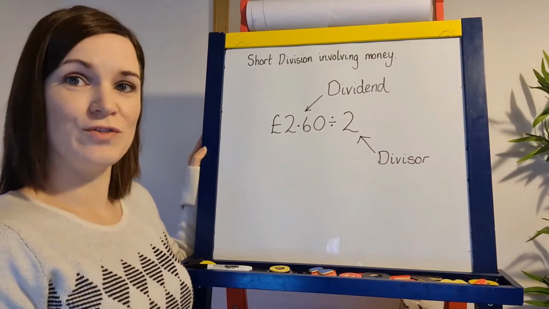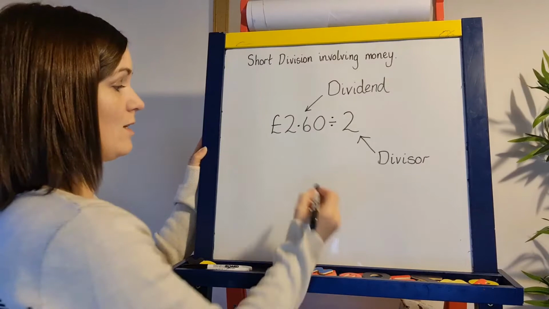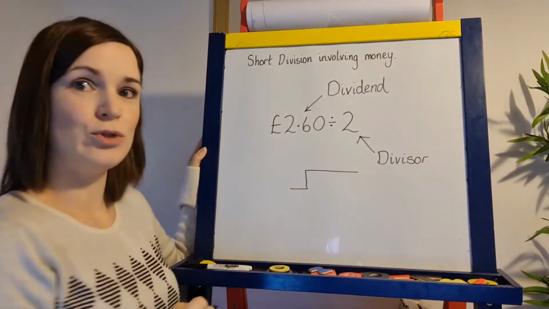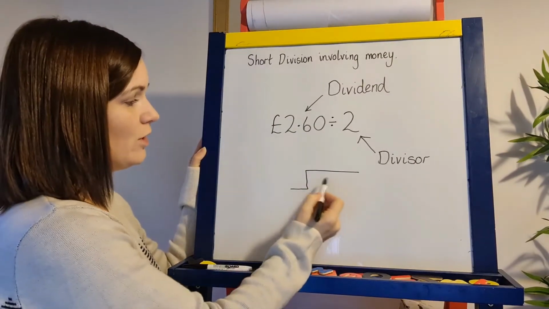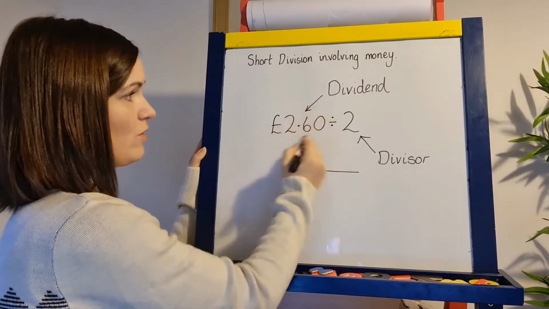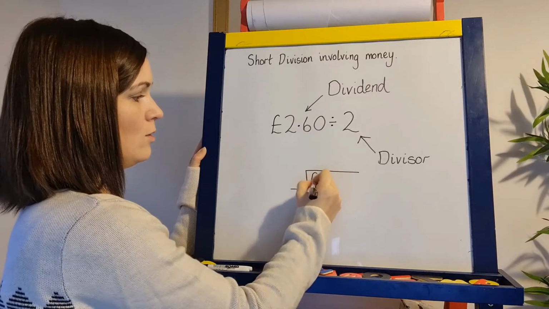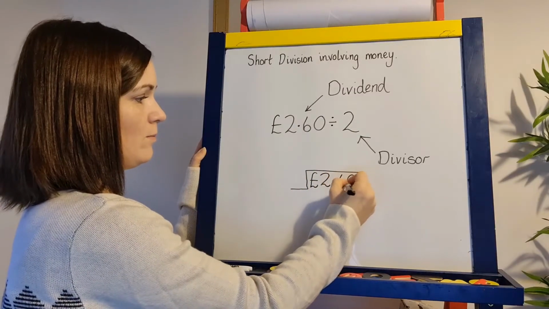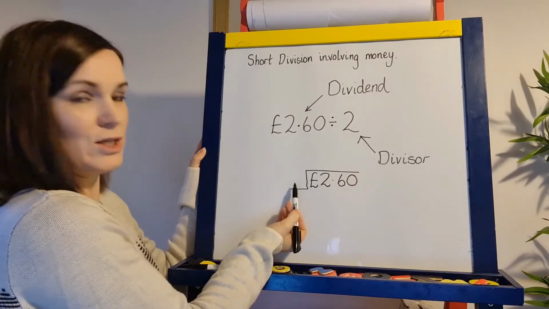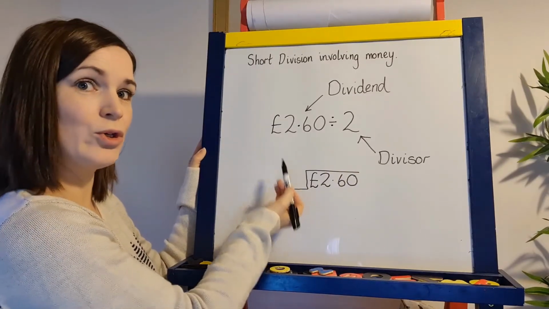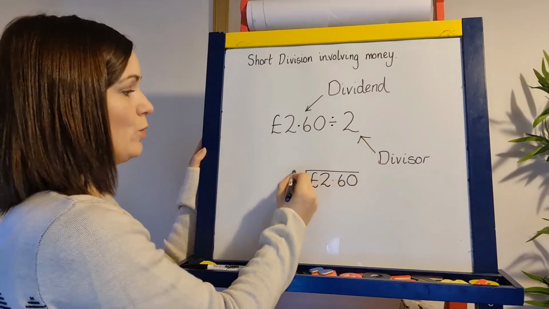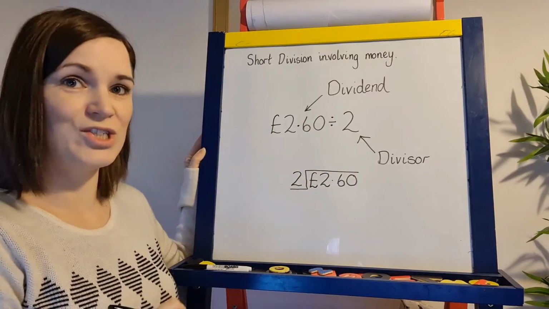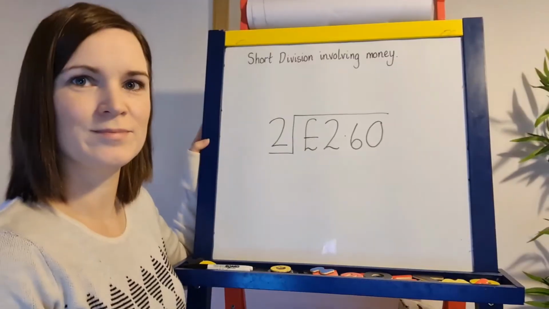Now when you're doing short division, you lay it out like this. You have what we sometimes refer to as your bus stop. Underneath your bus stop, you put your dividend, £2.60. On the outside of your bus stop is where you're going to put your divisor, your 2. Now let's work through a short division question together.